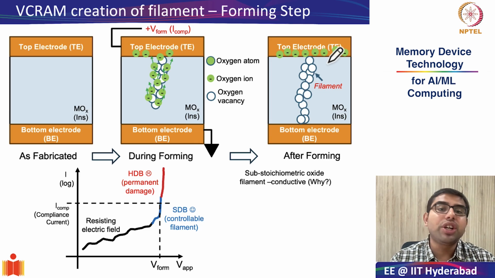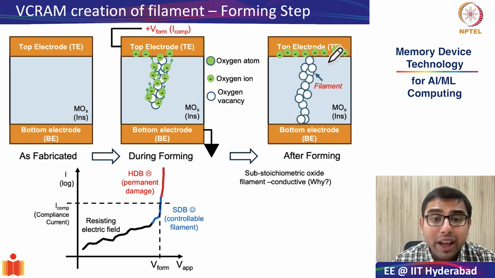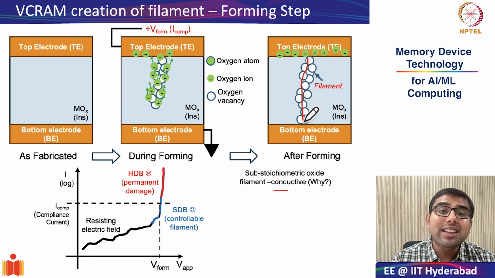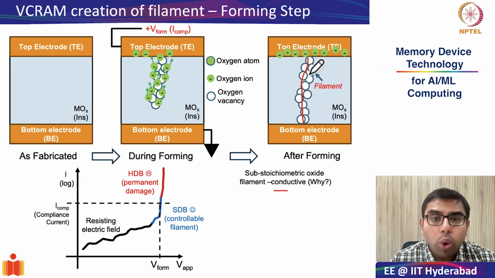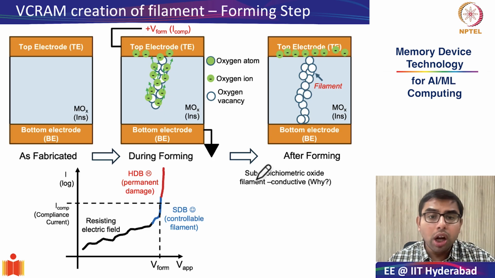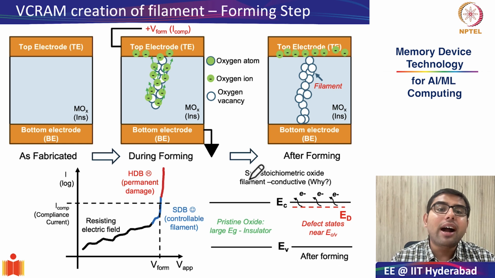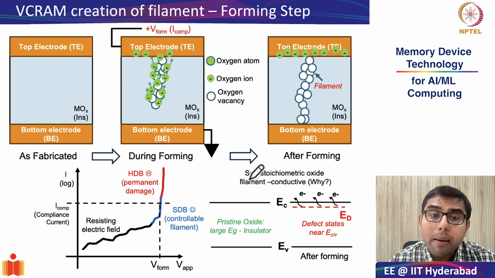So a natural question that may come to our mind is, why is this substoichiometric oxide behaving in a conductive manner? The first thing to understand is that the substoichiometry is only created in the region where these vacancies occur. So coming back to our original question, why is this substoichiometric oxide conductive? This can be understood by looking at the band diagram.